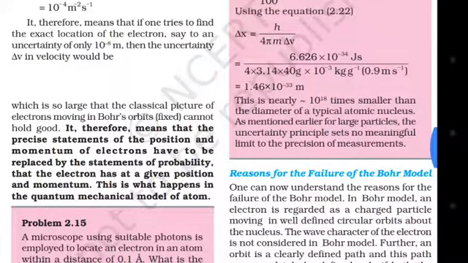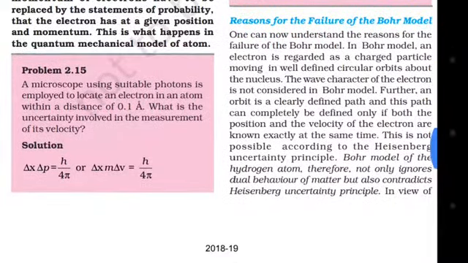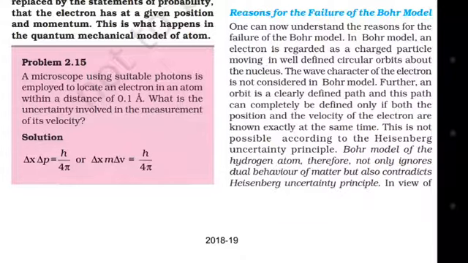So that is nearly equal to 10 to the power 18 times smaller than the diameter of a typical atomic nucleus. As mentioned earlier, for large particles the uncertainty principle sets no meaningful limit to the precision of the measurements. Reasons for the failure of Bohr model.